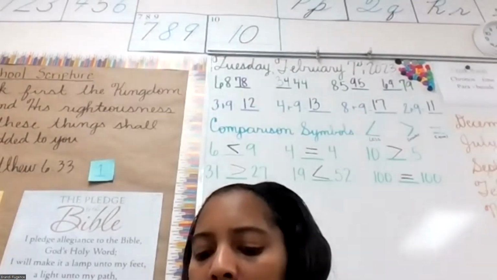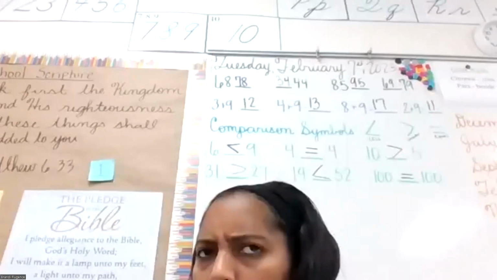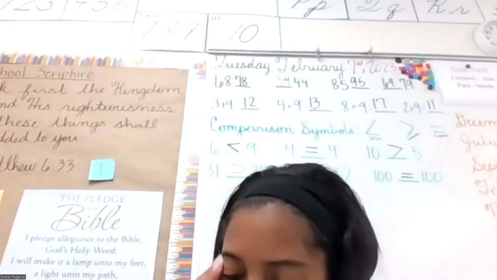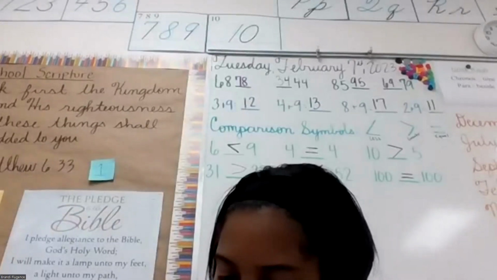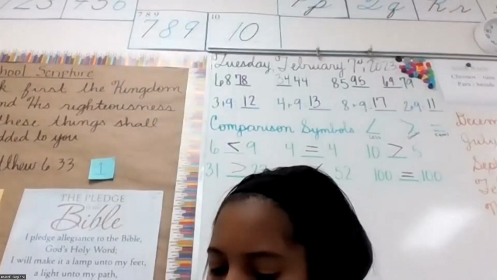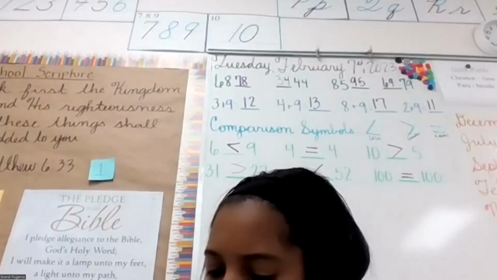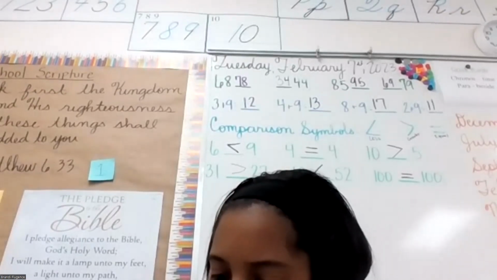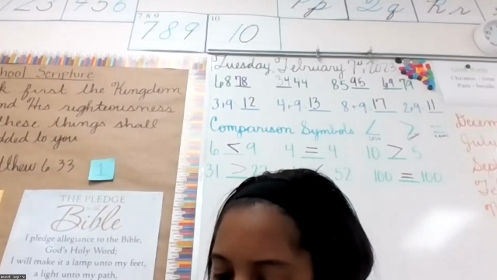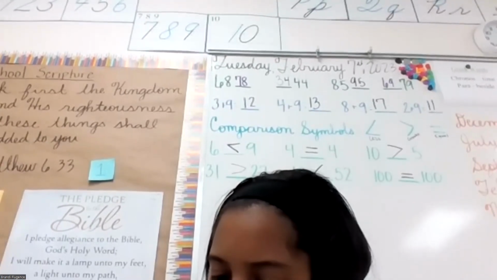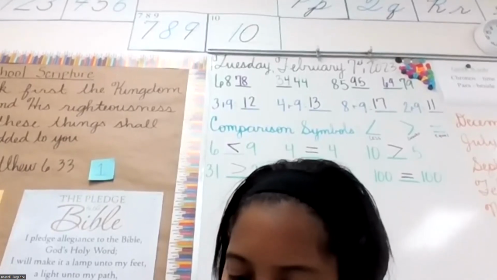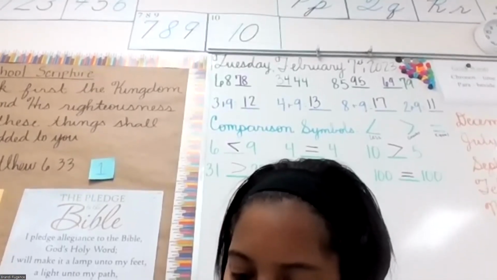Okay, and then the last one. How many are shaded in the first box? 2. And then how many are shaded in the last box? 5. So we're asking, is 2 less than, greater than, or equal to 5? Less than. So I know my left and my right.